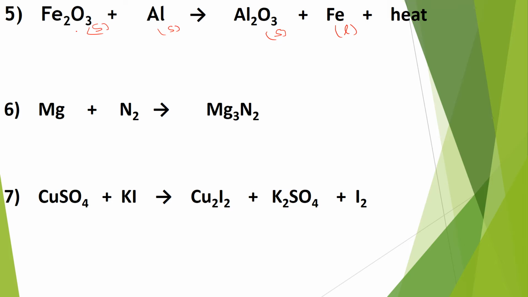Now how to balance this? Look at the iron. Iron is 2 on the reactant side and only 1 on the product side. So in front of iron you write a 2. Now what about oxygen? Oxygen is 3 on both sides, so it is already balanced. You need to write 2 in front of iron, only that much you need to do. So this is very easy. But what about the aluminium? Aluminium is 2 on the product side and 1 on the reactant side. So make it 2 on the reactant side also. Now it is balanced. So how to write it properly?